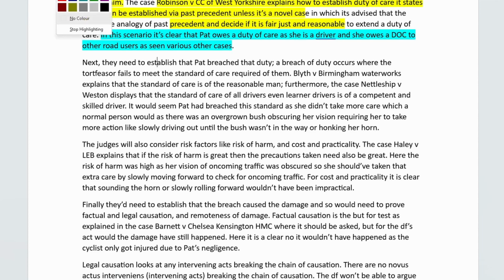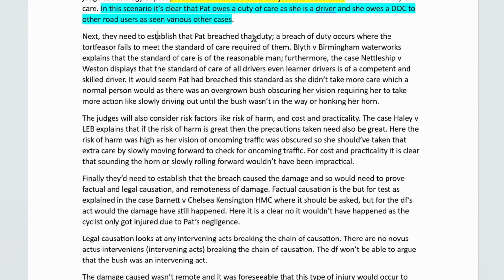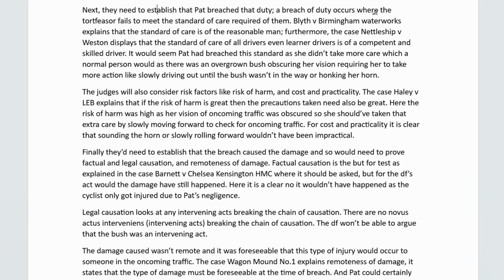Next, they need to establish that Pat breached that duty. A breach of duty occurs where the tortfeasor fails to meet the standard of care required of them. AO1 mark. I then use Blythe v Birmingham Waterworks to explain the standard of care, and then I use Nettleship v Weston, and that would be worth 2 to 3 marks, probably 2.